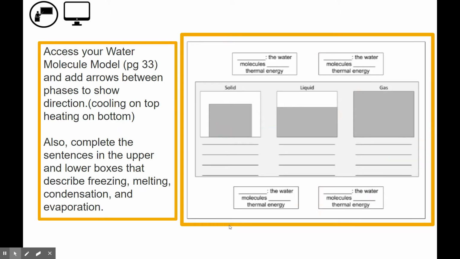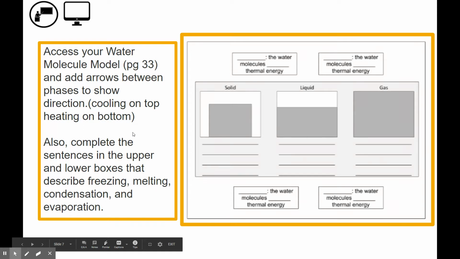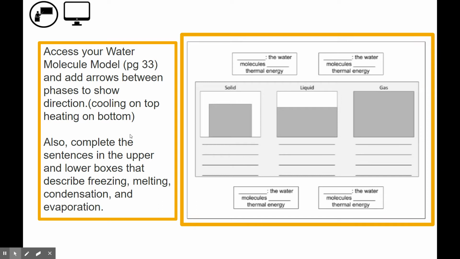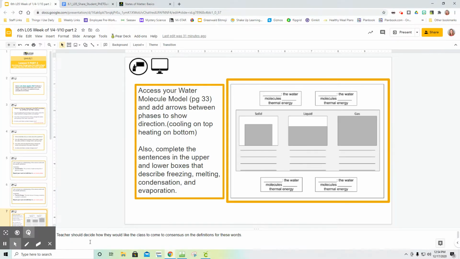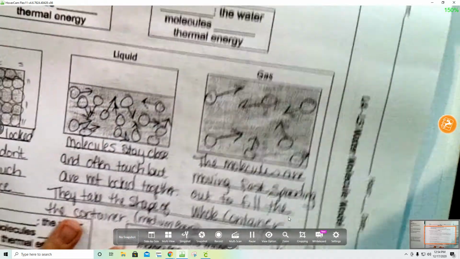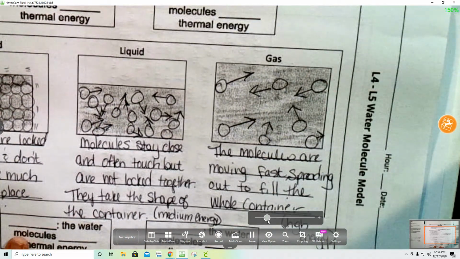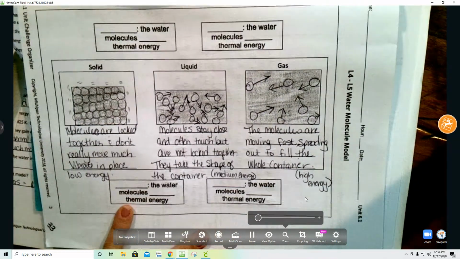All right. Please flip now to page 33 in your workbook. What we're going to do is add arrows between the different phases to show the direction. We're going to do cooling phase changes on the top, and then the heating phase changes on the bottom. Okay, so again, you should already kind of look like mine. You've done this in a previous lesson with your science teacher.